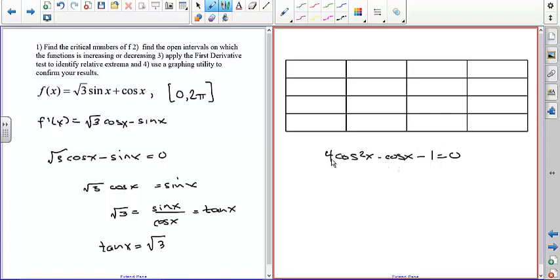So instead of, and you can think of it as 4x squared minus x minus 1 when you're factoring, and then just put cosine of x back in for x. So that's one situation you might run into.